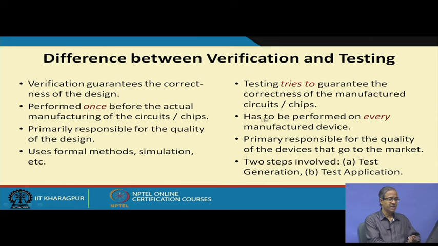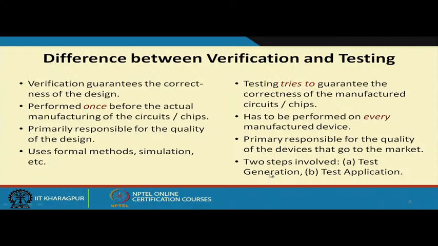Testing naturally, as I had mentioned, has to be performed on each and every device that you are manufacturing, because each and every device can be faulty. And by doing testing, you are improving the quality of the devices that you are sending to the market. During testing, two steps are involved. One is done a single time, this is called test generation. Test generation means, given a circuit, I want to find out what are the inputs I need to apply to the circuit, so that I can test it in the way I want. Okay. That is called test generation.